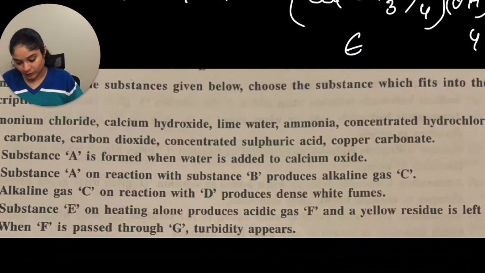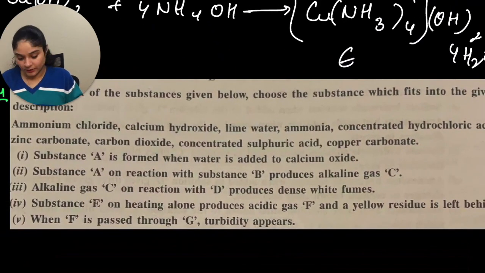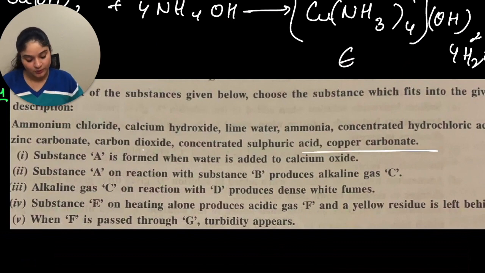Now let's move to the next question, question 24. From the list of the substances given below, choose the substance which fits the given description. Ammonium chloride, calcium hydroxide, lime water, ammonia, concentrated HCl, zinc carbonate, carbon dioxide, sulfuric acid. Substance A is formed when water is added to calcium oxide. So you have calcium oxide and you're adding water to it, so that should be calcium hydroxide. So your answer A will be calcium hydroxide.